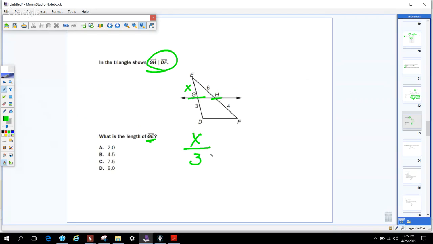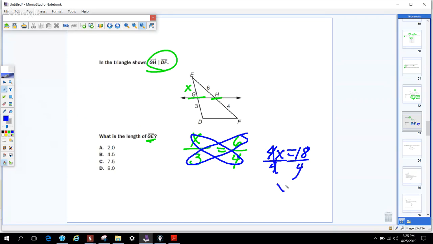X divided by 3 equals 6 divided by 4. What do I do now? Who remembers from algebra? Thank you for not saying butterfly method. It is cross multiply. 4x equals 18. What do I do next? Divide by 4. Brilliant. X equals 4.5.